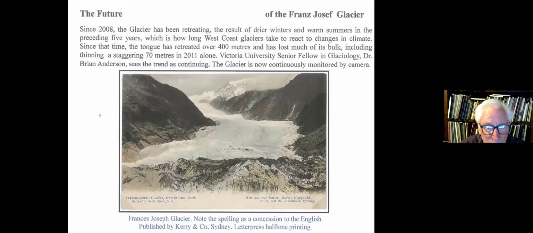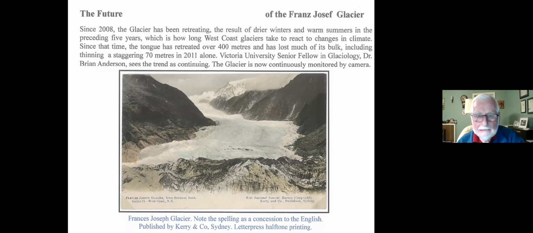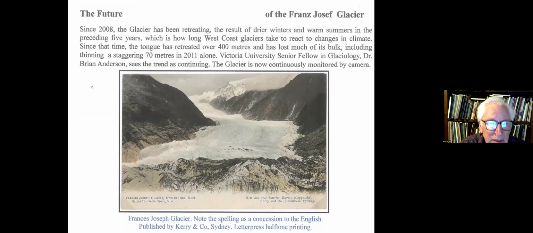Right, so what about the future of the Franz Josef Glacier? Well, it's retreated, and you can see up top there since 2008, it's retreated over 400 meters and thinned a staggering 70 meters in 1 year alone. Victoria University has a camera there taking pictures all of the time, and they can monitor what's actually happening on the glacier. This is an Australian card by Kerry & Co. in Sydney.